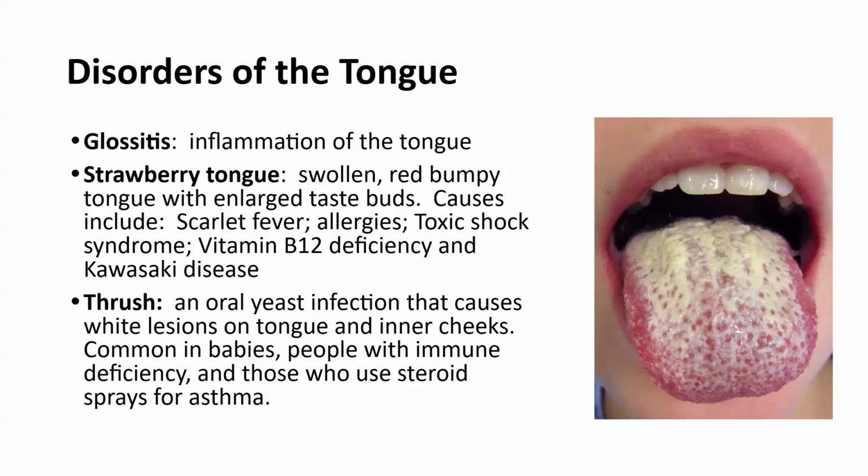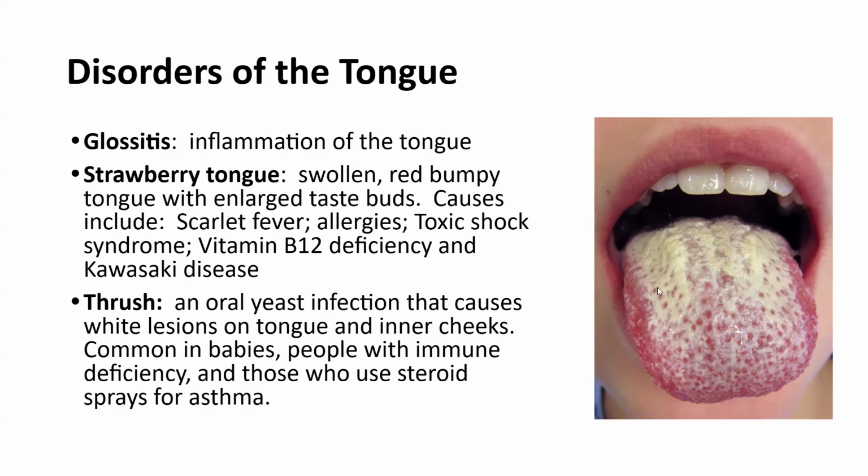So we have three disorders that go along with our tongue. We have glossitis. This is inflammation of the tongue, usually caused by an allergen that just irritates the tongue. We also have strawberry tongue. This is where your tongue swells. You usually get a red, bumpy tongue with enlarged taste buds. It can be caused by scarlet fever, allergies, toxic shock, vitamin B12 deficiency, and Kawasaki disease.